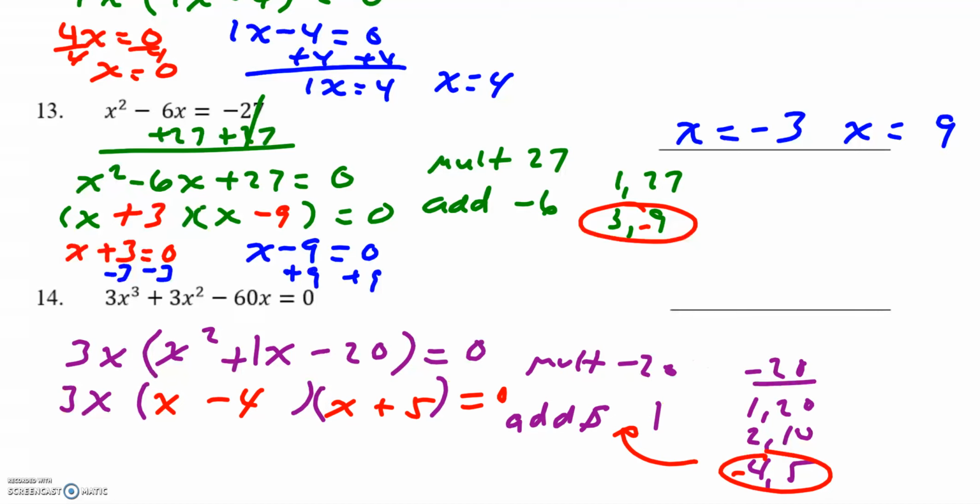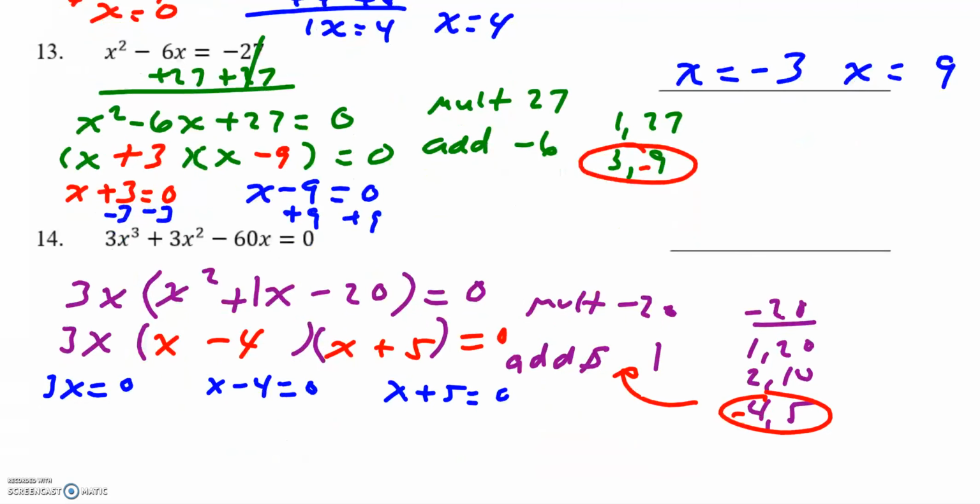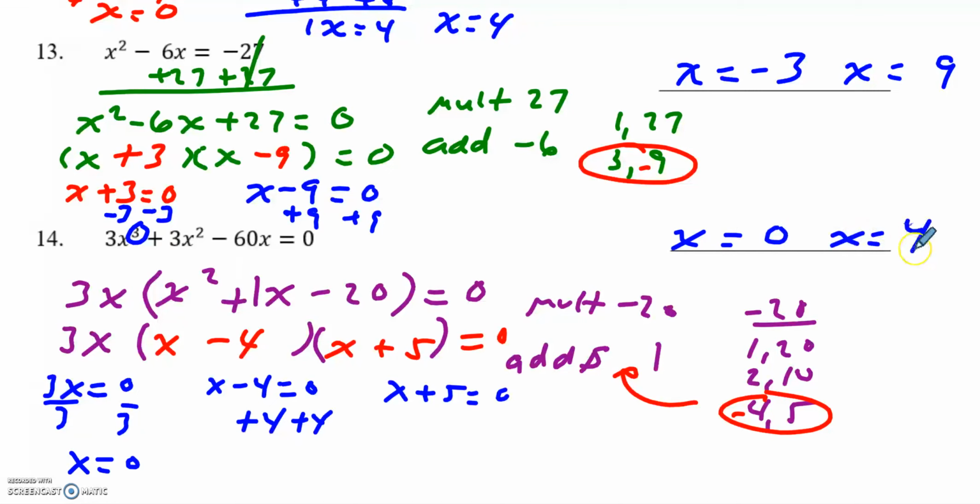So now, anytime I see an x, I set all three pieces equal to 0. So I have 3x equals 0, x minus 4 equals 0, and x plus 5 equals 0. And if I solve them all separately, it makes sense that I'd have three answers because it was originally x cubed. My first answer would be x equals 0. My second answer, if I add 4, would be x equals positive 4. And the third answer, if I subtract 5, would be x equals negative 5. Three answers for something that's cubic.